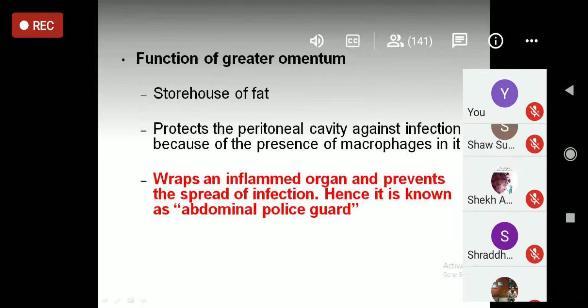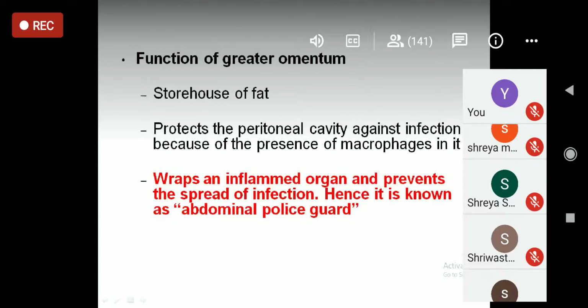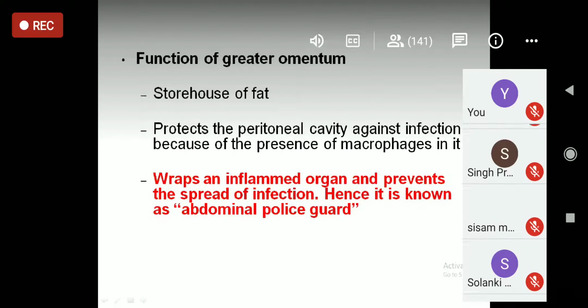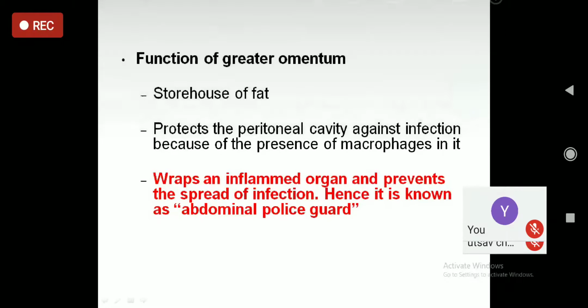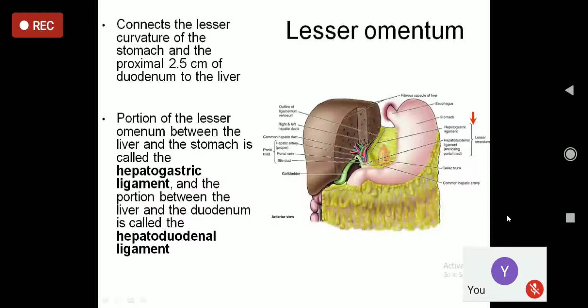Do you have questions? Do you understand the omentum? Yes, ma'am. You got it? Yes, ma'am. Okay, so let us move on to the lesser omentum.